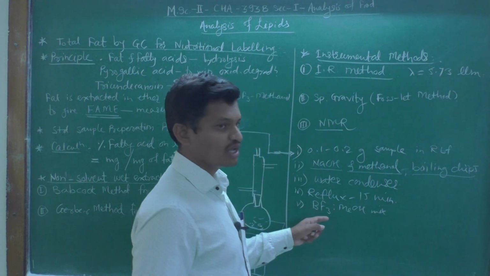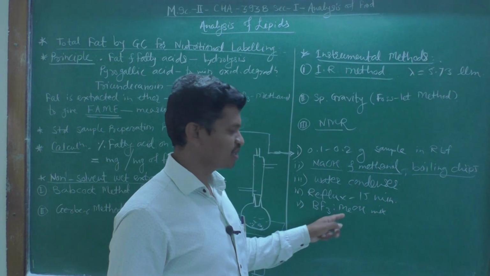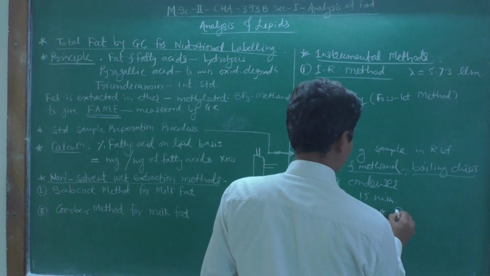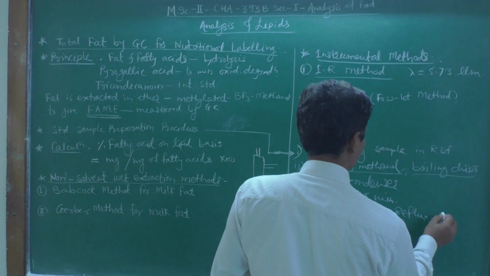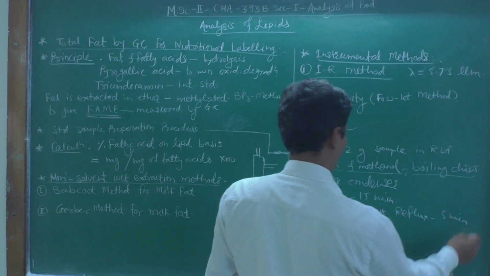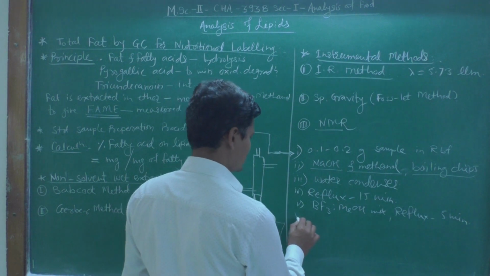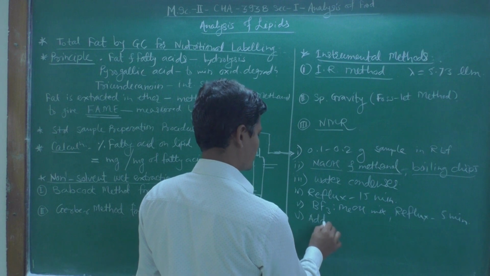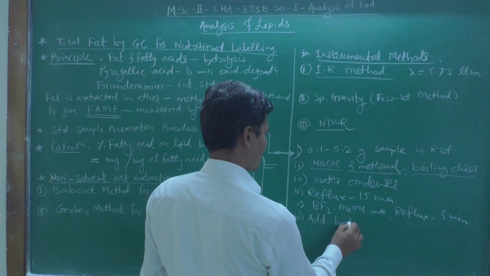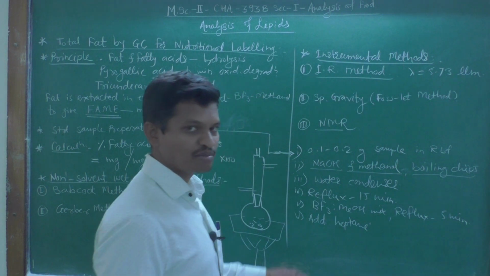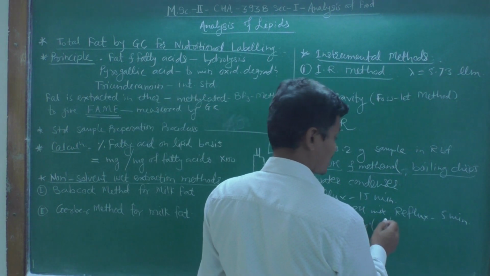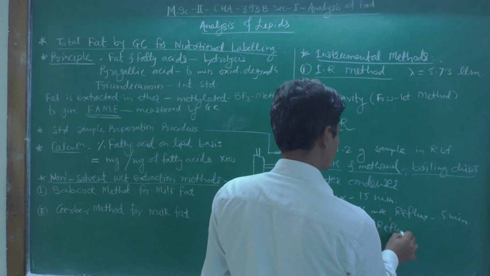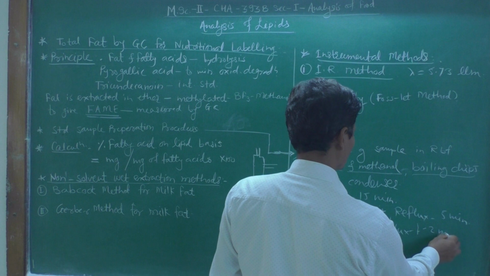Okay, so this is a methylating reagent. BF3 methanol reagent is added, and then reflux this mixture for 5 minutes. Okay, after that, add heptane, about 10 to 15 ml, and then again reflux for 1 to 2 minutes.